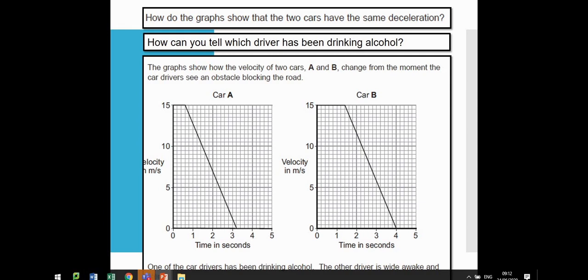How can you tell which driver has been drinking alcohol? Well, car B has a larger thinking distance because driver B has a longer reaction time, a slower reaction time. So B must have been drinking alcohol.